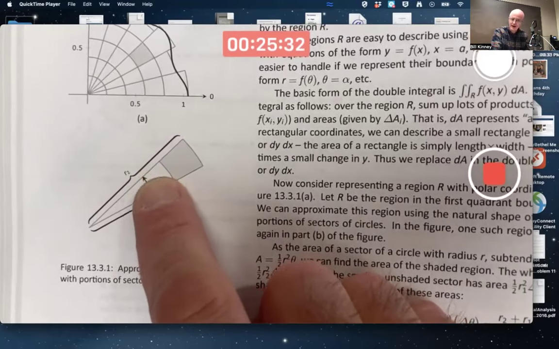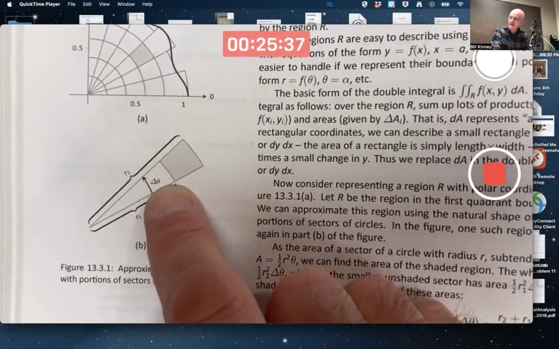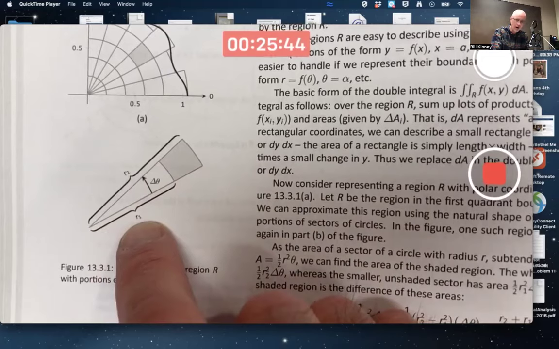What's the base? Say that's the base, and what's the height? The base is effectively the arc length of this little piece of the circle of radius r. They don't label it r here, but pretend this is an r instead of an r1.